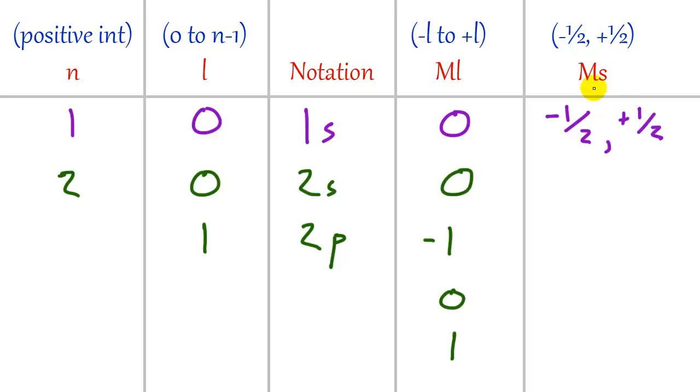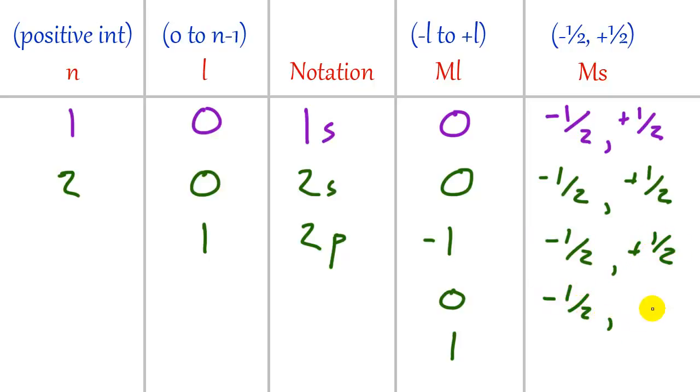So for this one, again, the electron spin, we have negative 1/2 and positive 1/2 for the 2s orbital, or the 2s subshell. And for 2p, each of these can hold two electrons. So negative 1/2, positive 1/2, negative 1/2, positive 1/2, negative 1/2, and positive 1/2.